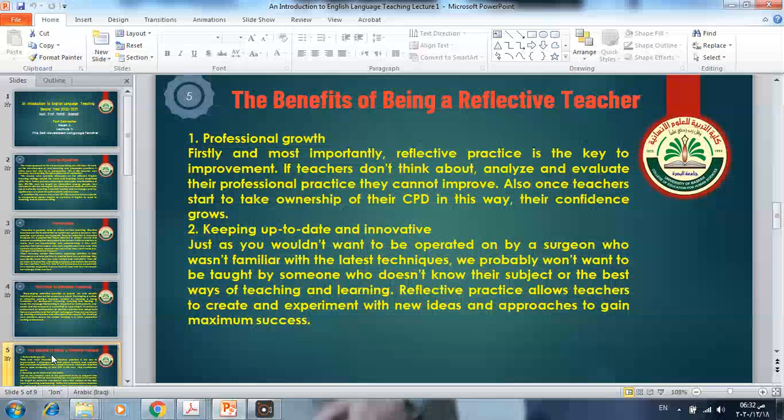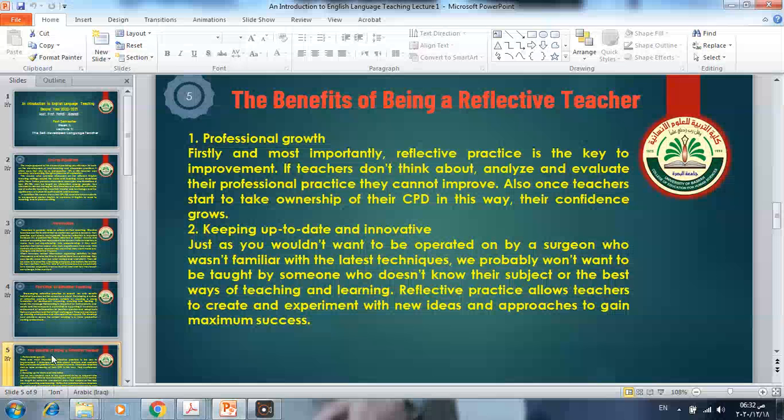Also, once teachers start to take ownership of their teaching practices, in this way their confidence grows. Once they engage in self-reflection practices, they are going to gain confidence, and so they are going to improve.